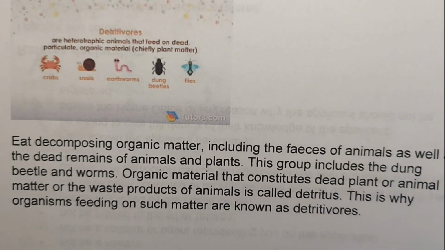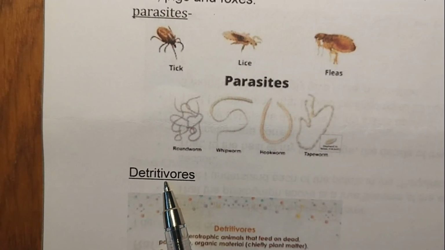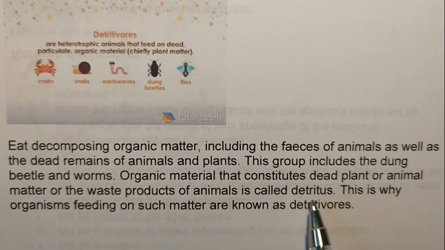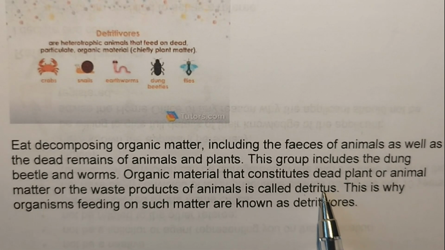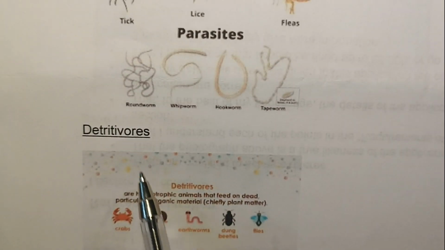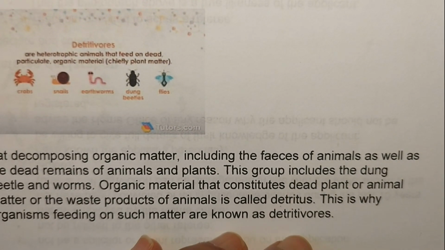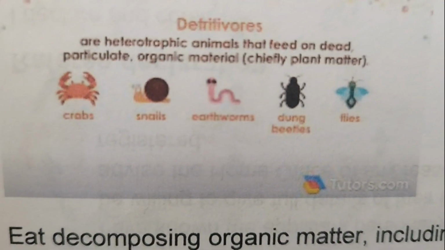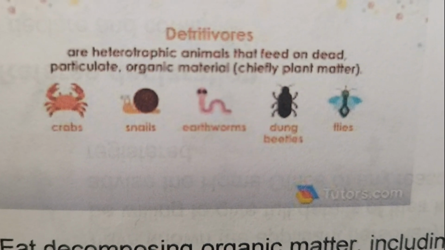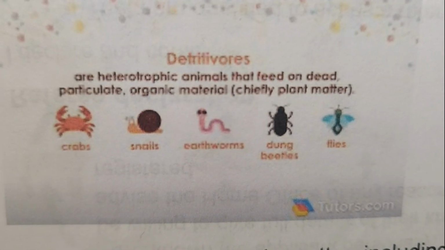Remember, the word detritivores comes from the word detritus, because the organic material that is made up of dead plant, dead animal, or waste products of animals is called detritus, and the organisms that feed on detritus are called detritivores. Okay, this is why they are called detritivores. So the examples of these are given in this diagram: crabs, snails, earthworms, dung beetle, and flies.